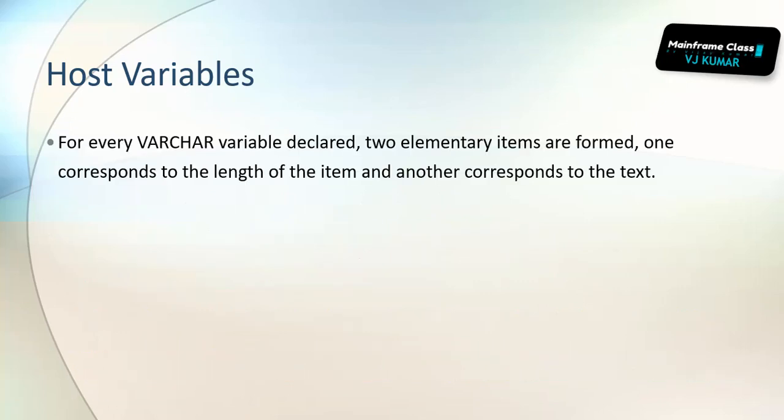For every VARCHAR variable declared, there are two elementary items: one corresponds to the length and the other is its text. I'll explain that when creating the DCLGEN with VARCHAR also. We'll try that as well. It will create two variables here. Earlier in DCLGEN, when creating the table-equivalent host variables for that particular table, we saw only CHAR and numeric, but we didn't try VARCHAR. When VARCHAR is converted to host variables, it will create two variables: one is a length and another is a text.